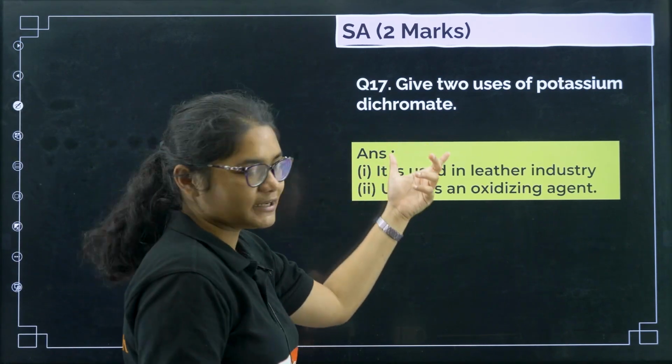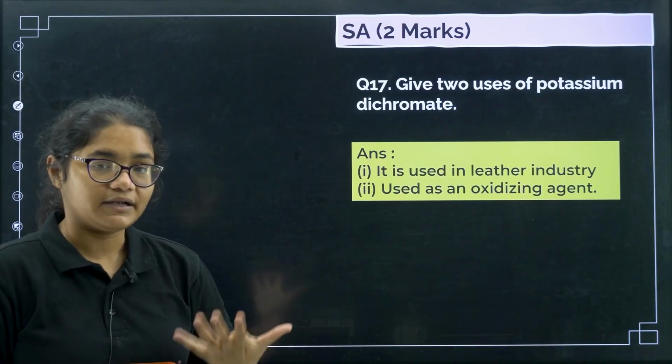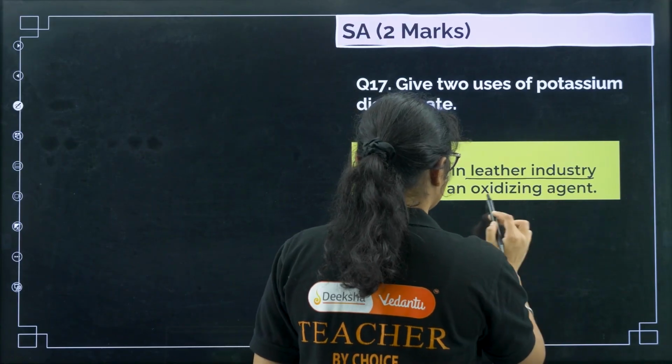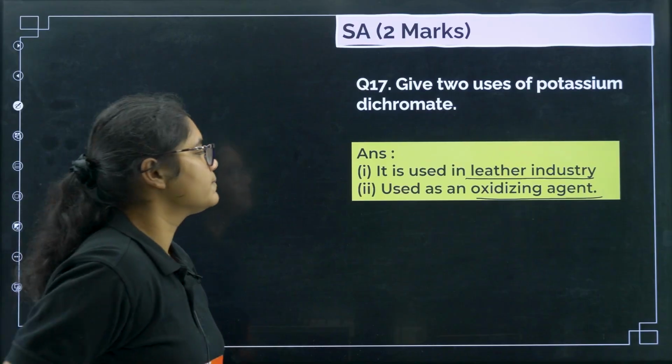Give 2 uses of potassium dichromate. This time uses-based questions are also asked in the midterm paper, so you should know some uses. So K2Cr2O7 is used in leather industries, and used as an oxidizing agent, and used as a solvent, you can write down.